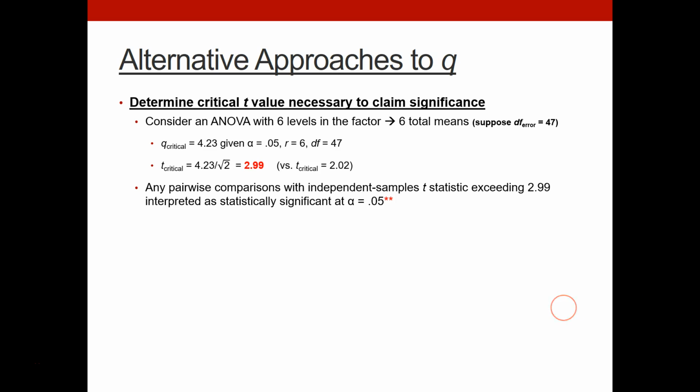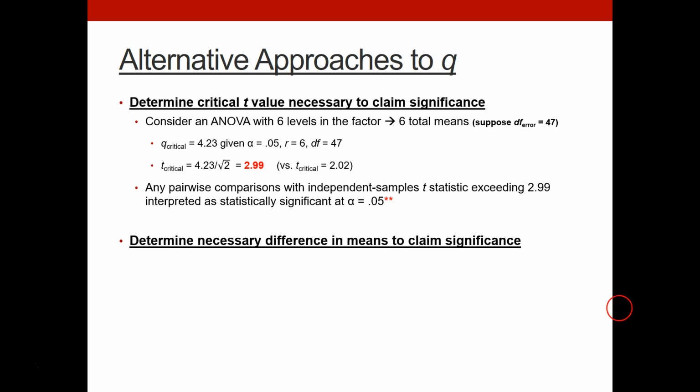Okay. Another thing we can do, using the same type of procedure, is determine the necessary difference in means that would be required in order to claim significance. Okay. So again, let's say we've got a Tukey critical of 4.23 for alpha equal 0.05. We're looking at a one-way ANOVA with 6 means, 47 degrees of freedom, and in this case, let's say our mean squared error is 32.